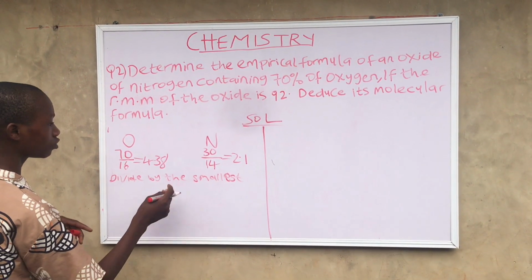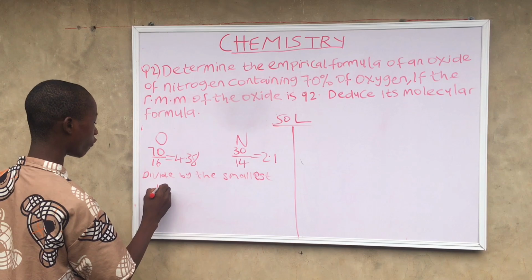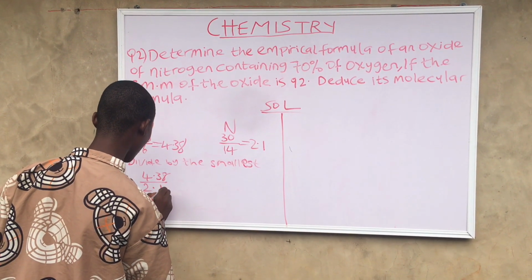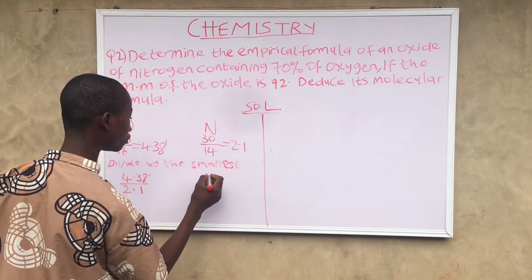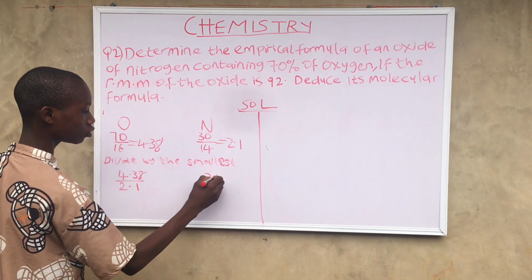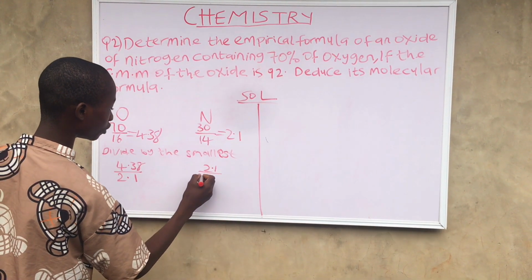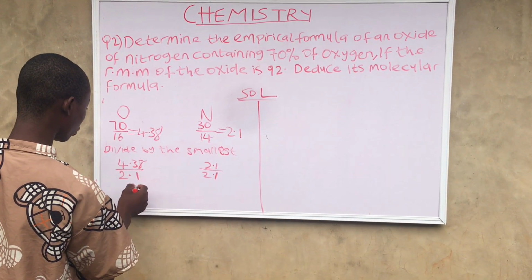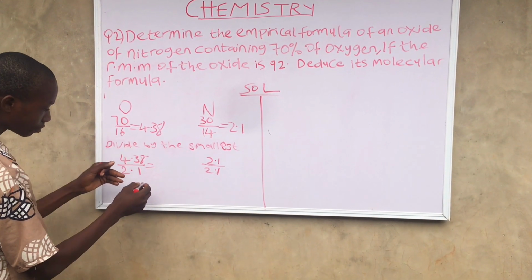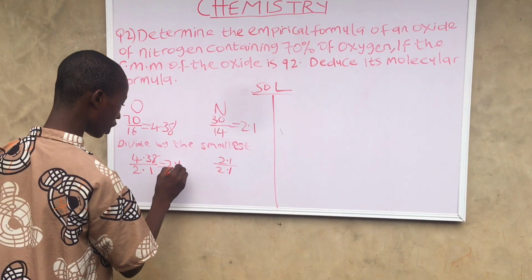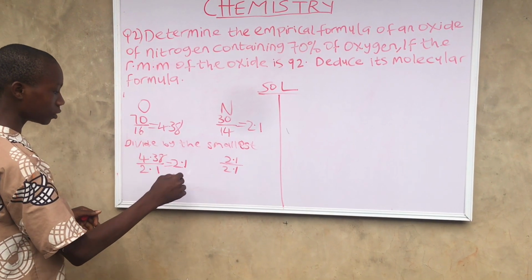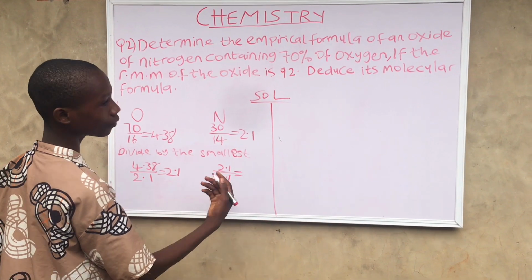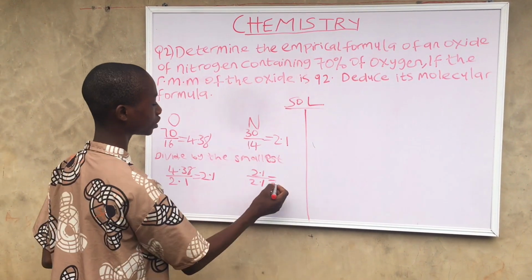Dividing by the smallest, which is 2.1, we have 4.38 divided by 2.1. And for nitrogen, we have 2.1 divided by 2.1. Dividing this, by approximating, we are going to have 2 for oxygen, and 2.1 divided by 2.1 is 1 for nitrogen.